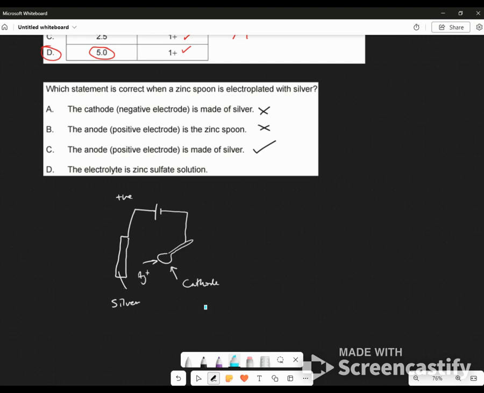Oh, that's going to try and trick you, isn't it? Now, the electrolyte can't be zinc. It's got to be a silver salt. Okay, and not only that, it's got to be a soluble silver salt. So I'd always pick silver nitrate for that because I know all nitrates are soluble. So that one's wrong, and therefore the answer is C.